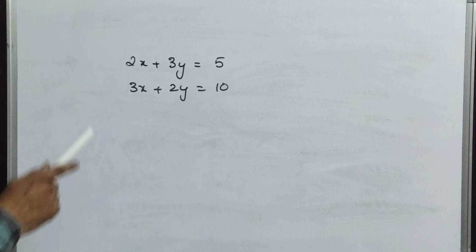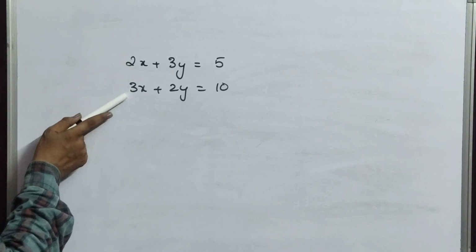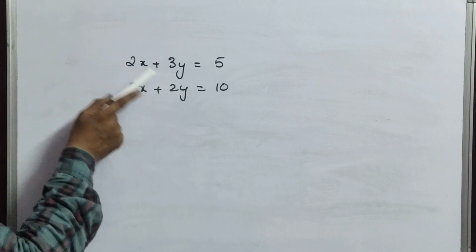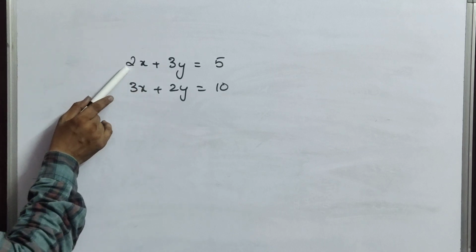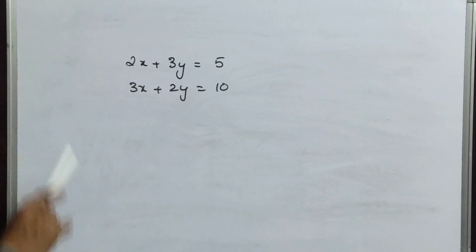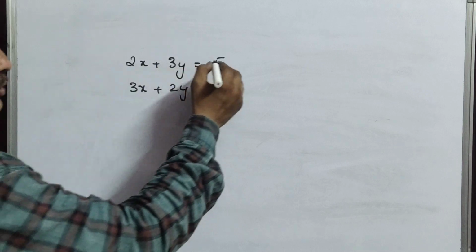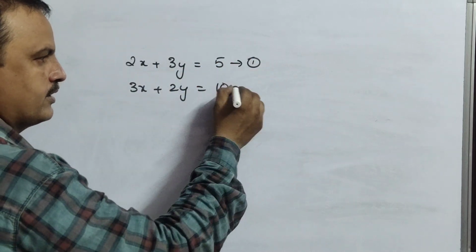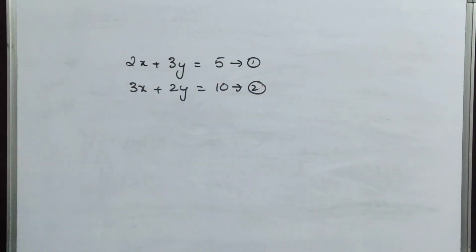Listen very carefully. When both are different, you can choose either y or x, anything. Now I choose x. But here the x coefficient is 2 and here the x coefficient is 3. How do I have to eliminate? Both should be equal, no? So how should both be equal? Listen very carefully. Suppose this is equation 1, this is equation 2.